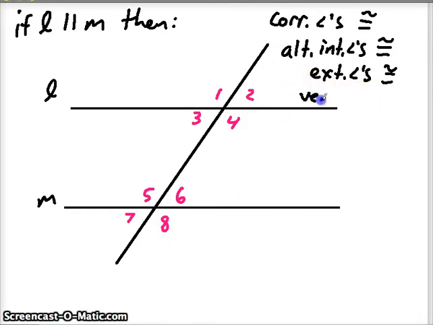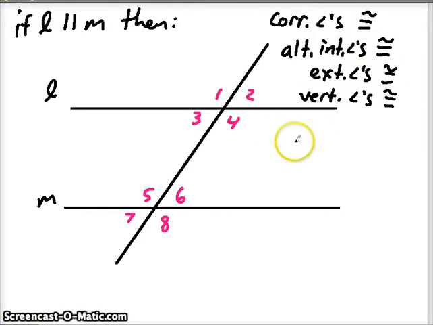And we'll throw vertical angles in there just in case. They're also congruent. So 1 is the same as 4. 3 is the same as 2. 5 is the same as 8. 7 is the same as 6. Those are the angles that are equal or congruent.